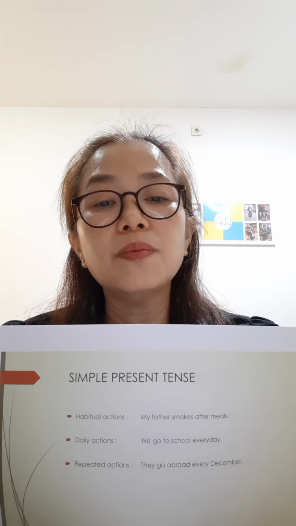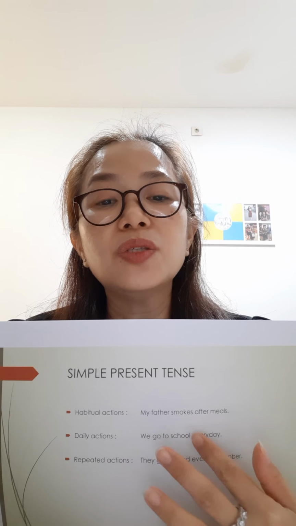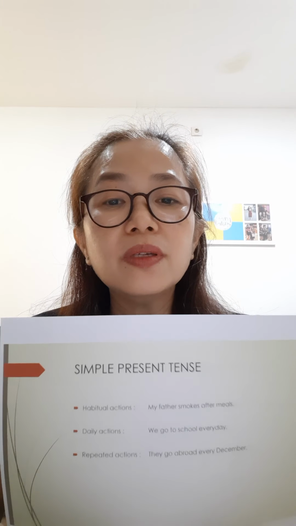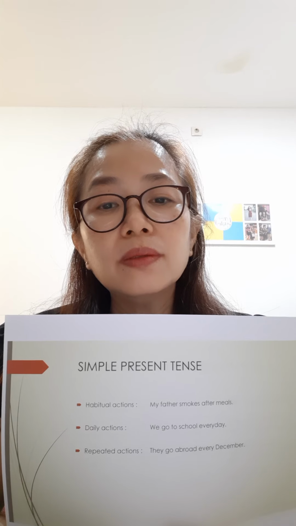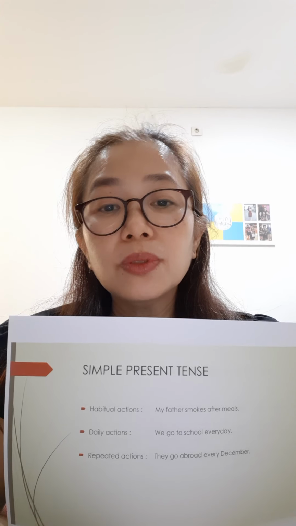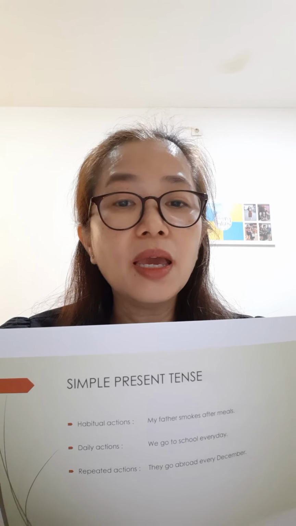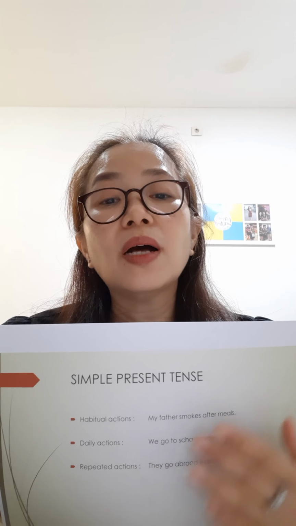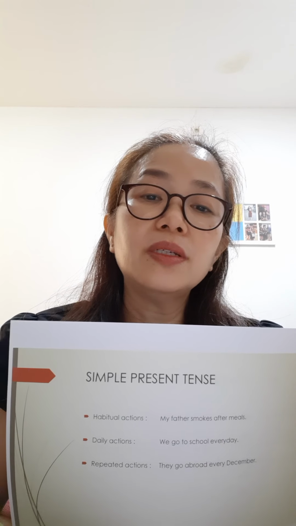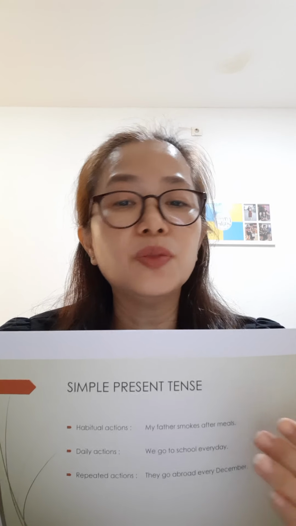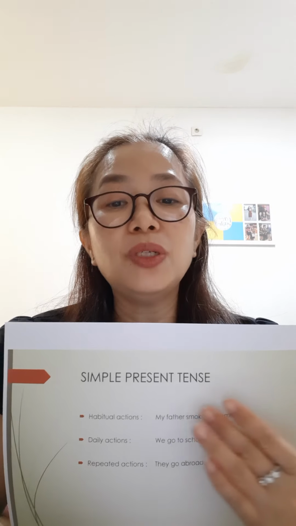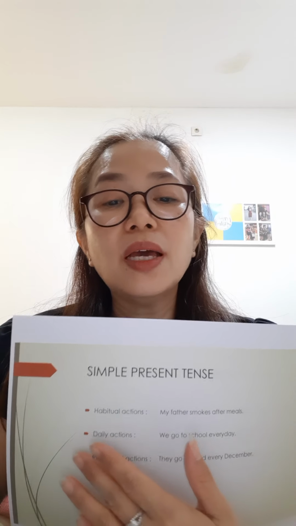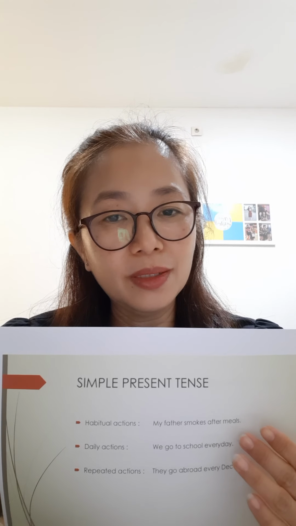For example, you say, my father smokes after meals. So every time after eating, your father smokes. It means that it's a habit of your father, right? Every time after lunch, after dinner, or after breakfast, he smokes first. So that is habitual action. If you want to talk about habitual action, then you use simple present tense.